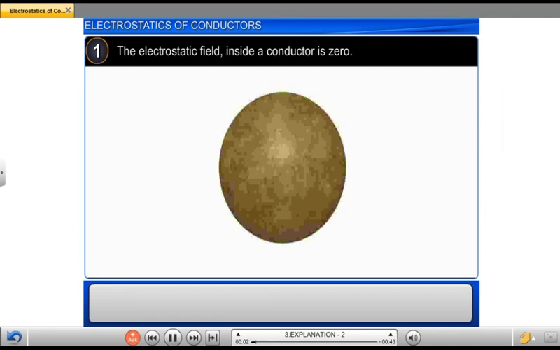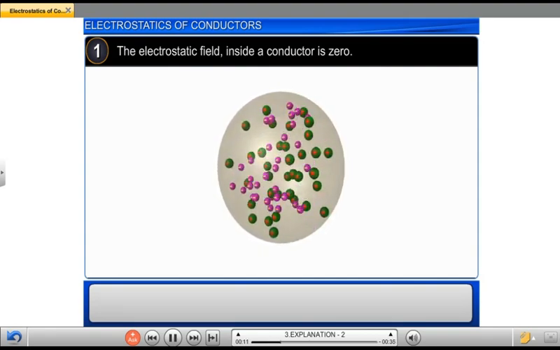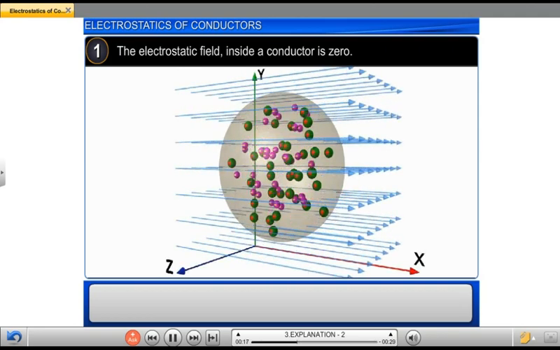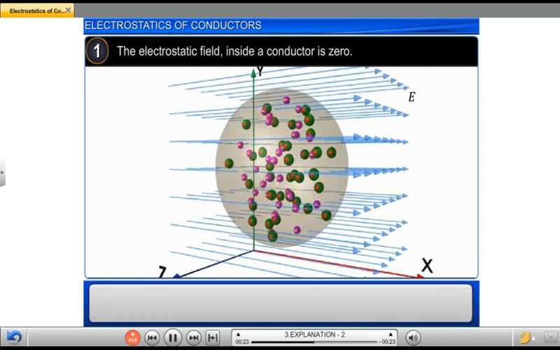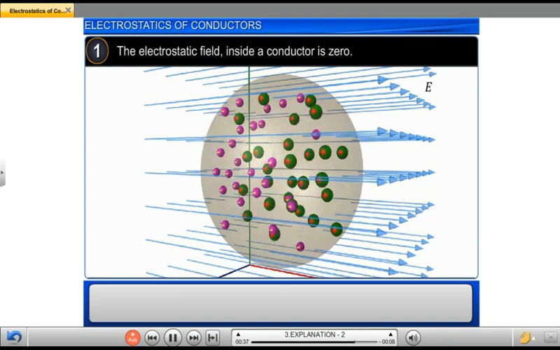One, the electric field inside a conductor is zero. Consider a conductor whose free electrons are distributed uniformly throughout. Let us now place this conductor in a uniform external electric field of strength E directed towards the positive x-axis. When the external electric field is applied, the free electrons in the conductor accelerate towards the left. This causes a plane of negative charge to be present on the left surface. This, in turn, causes a plane of positive charge to be present on the right surface.